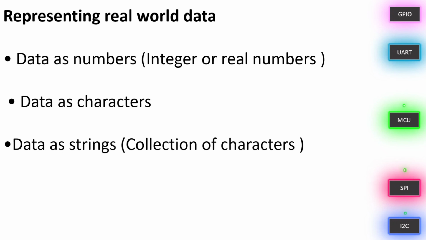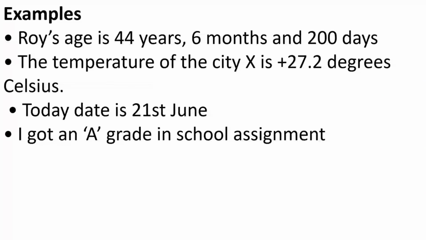So data can be in the form of a number. A number can again be an integer, or it can be a real number. Let's see some examples. Roy's age is 44 years, 6 months, and 200 days. The temperature of the city X is 27.2 degrees Celsius. Today's date is 27 June. I got an A grade in the school assessment.